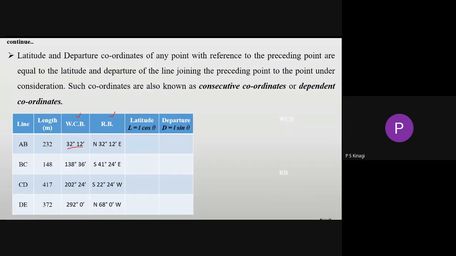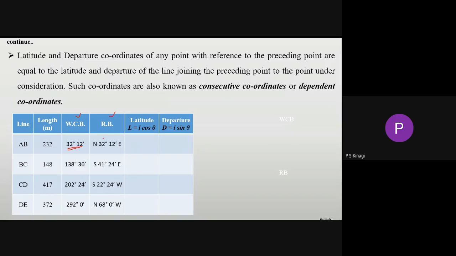If you are using theta in terms of whole circle bearing, it will directly show the sign convention of the latitude and departure. Remember that one. If you are calculating the latitude and departure and your theta value is in the whole circle bearing system, then the calculator will show the plus or minus sign convention of the latitude and departure. It is not necessary to check the sign convention by observing the theta WCB value.